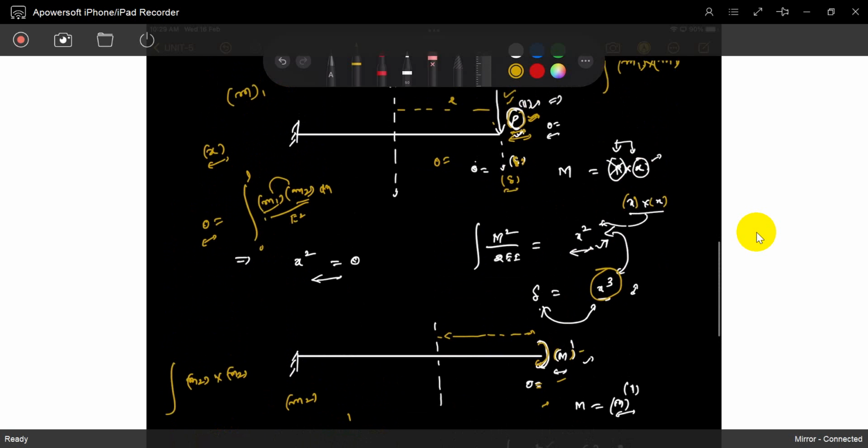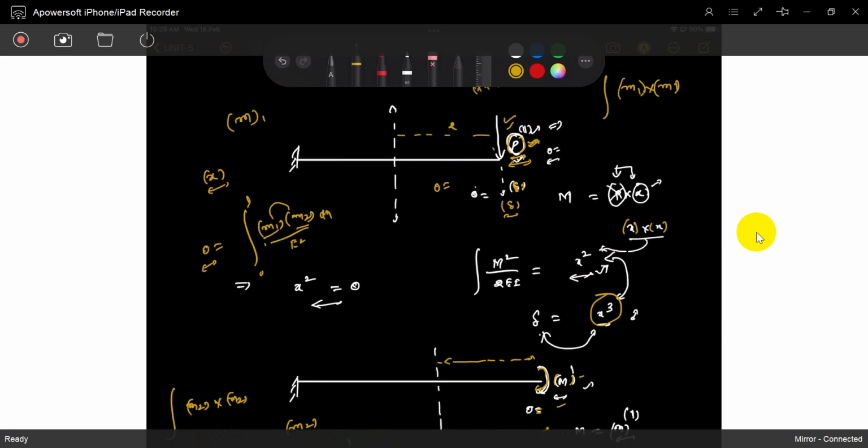You already know, it will give PL square by 2A, it's ML square by 2A. If P is equal to 1 and M is equal to 1, both are equal. So my intention here is, there is no need to put a fictitious load and later find out the strain energy, and later apply a fictitious load of 0. This is too heavy.